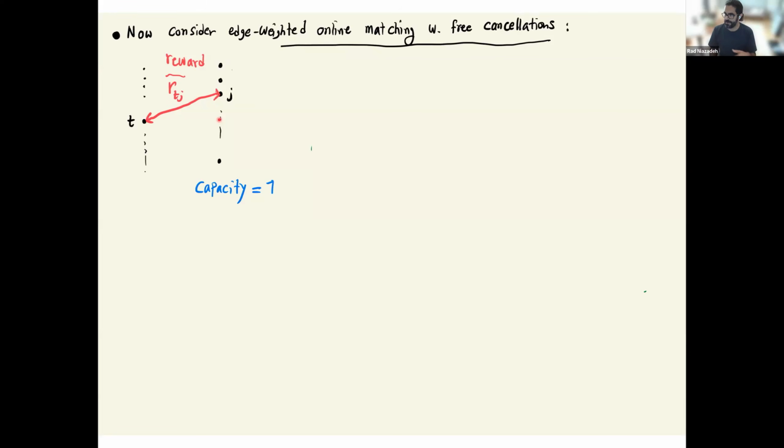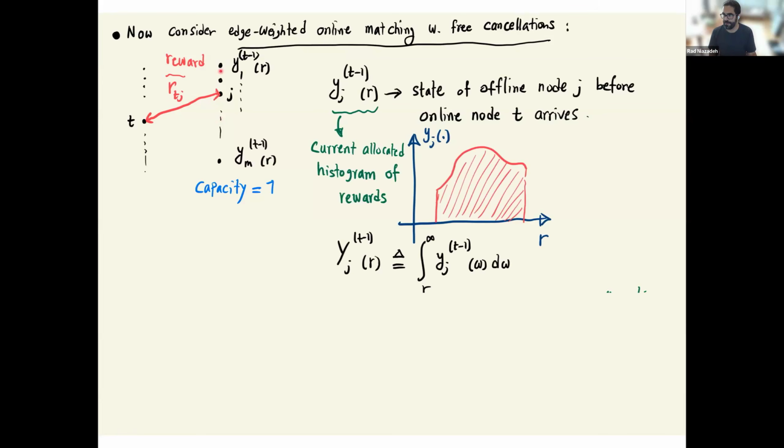So similar to the previous problem, you still need these quote-unquote state variables, but this time they're going to be higher dimensional. So y_j^{t-1}(r), think of it as the state of the offline node j before online node t arrives. So what does this state encode? This is basically the distribution of the rewards from the previous allocation, the histogram of the rewards from the previous allocation. So imagine I look at all the previous allocations, they have been made at different rewards, and I just look at the histogram of the rewards that you get. This is the picture that you need to have in mind, and this is encoding the current state of the offline node j.